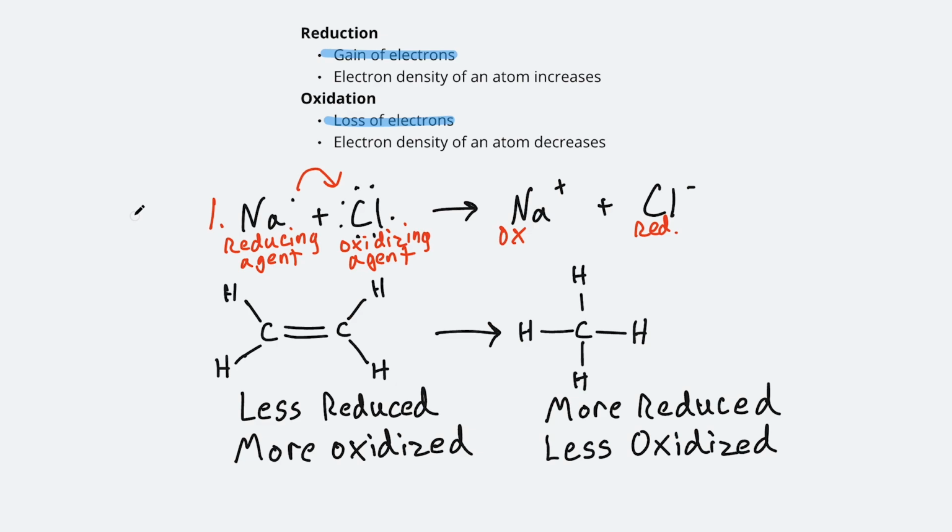So the first example is a really straightforward one where we have the transfer of a full electron. The second example is where we see a change in electron density, so we don't see an entire transfer of an electron like we see in the ion formation of sodium and chloride. For the second example, the electron density for an atom increases for the atom that gets reduced, and then the electron density decreases for the atoms that get oxidized.